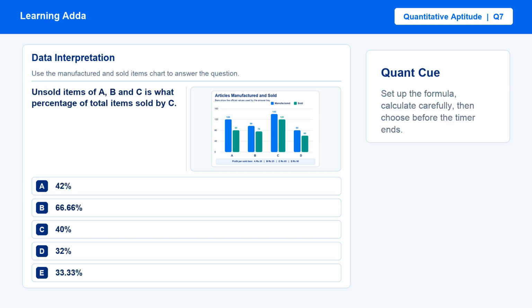Question 7. Unsold items of A, B and C is what percentage of total items sold by C? Option A, 42%. Option B, 66.66%. Option C, 40%. Option D, 32%. Option E, 33.33%. The timer starts now.